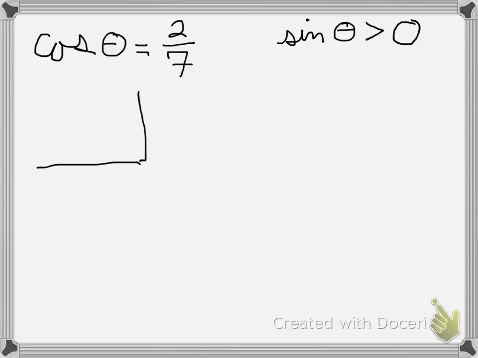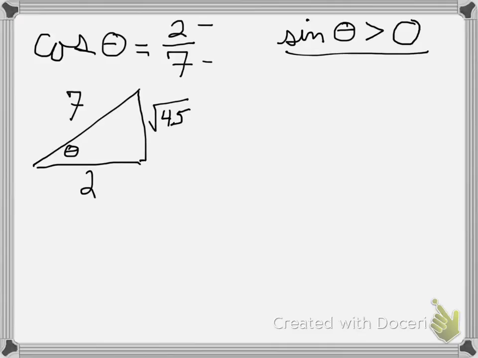Well, I'm going to draw out my little triangle. There's my angle theta. Cosine is adjacent over the hypotenuse. Right? Adjacent, hypotenuse. And that means that the opposite side is the square root of 7 squared minus 2 squared, so it's 49 minus 4, which makes this the square root of 45, and it's positive because the sine, of course, is greater than 0.